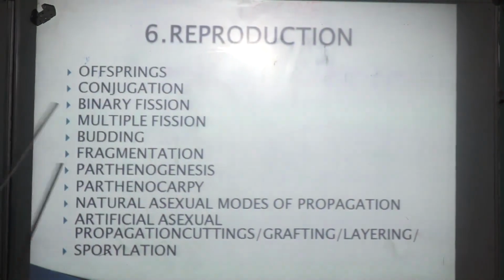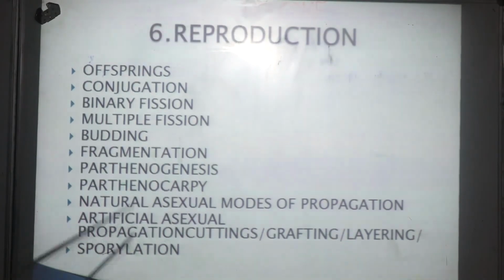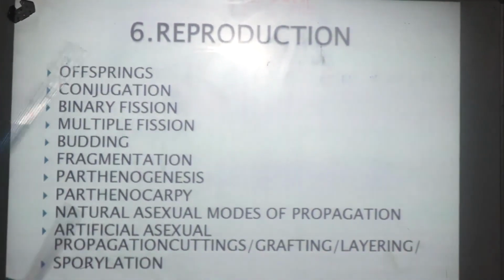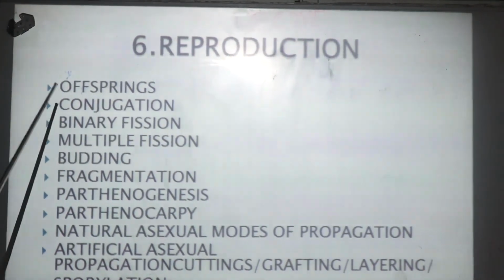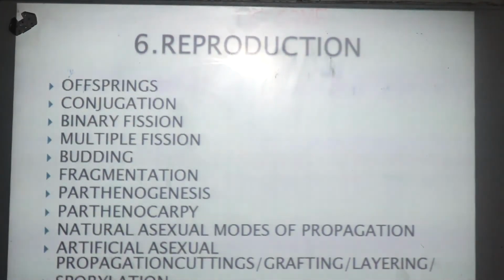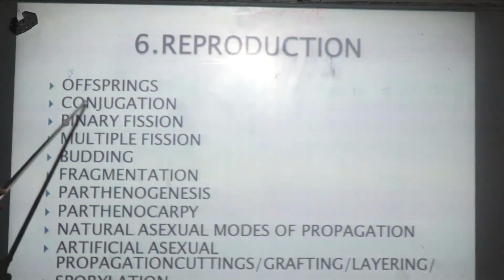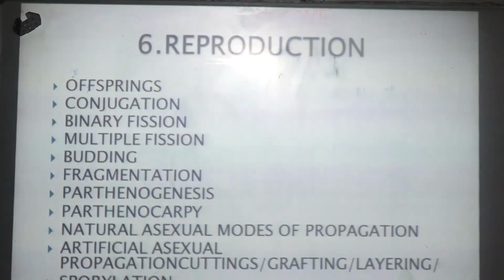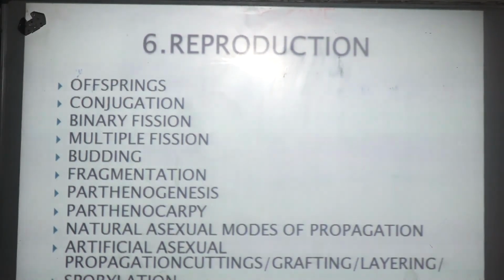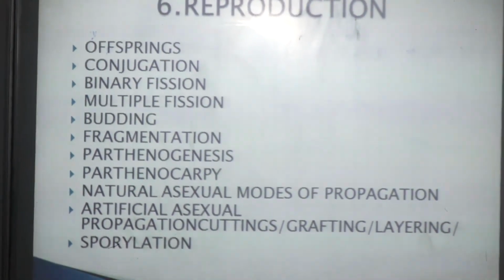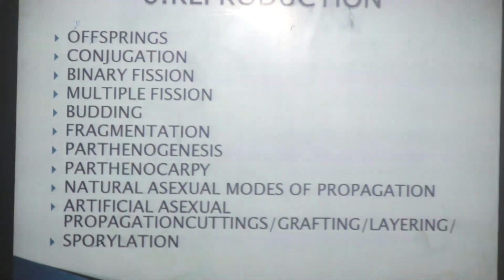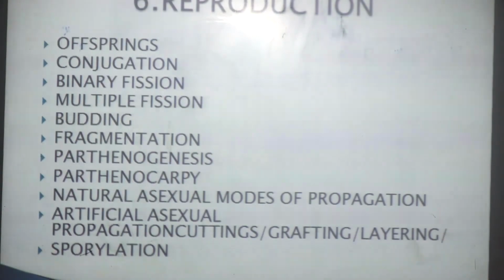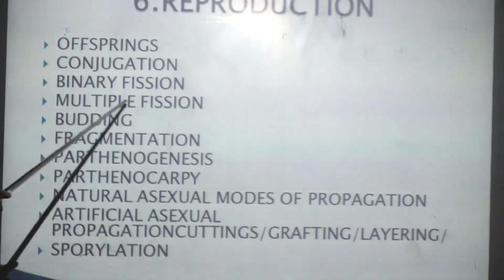Let us move to one of the important chapters, the 6th chapter, reproduction. In reproduction, a lot of terminology is there. So offspring and the younger generation. Then conjugation. It is a process that appears in paramecium, where genetic material is exchanged between two paramecia. That particular thing is called conjugation. Binary fission, you know what binary fission is? You have to write the example also. And you have to write multiple fission.